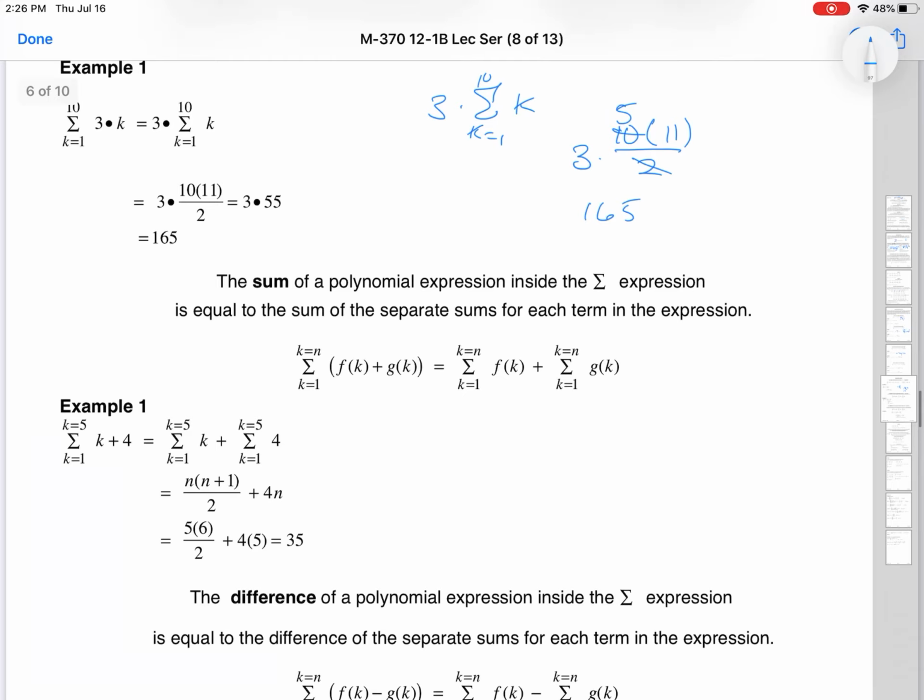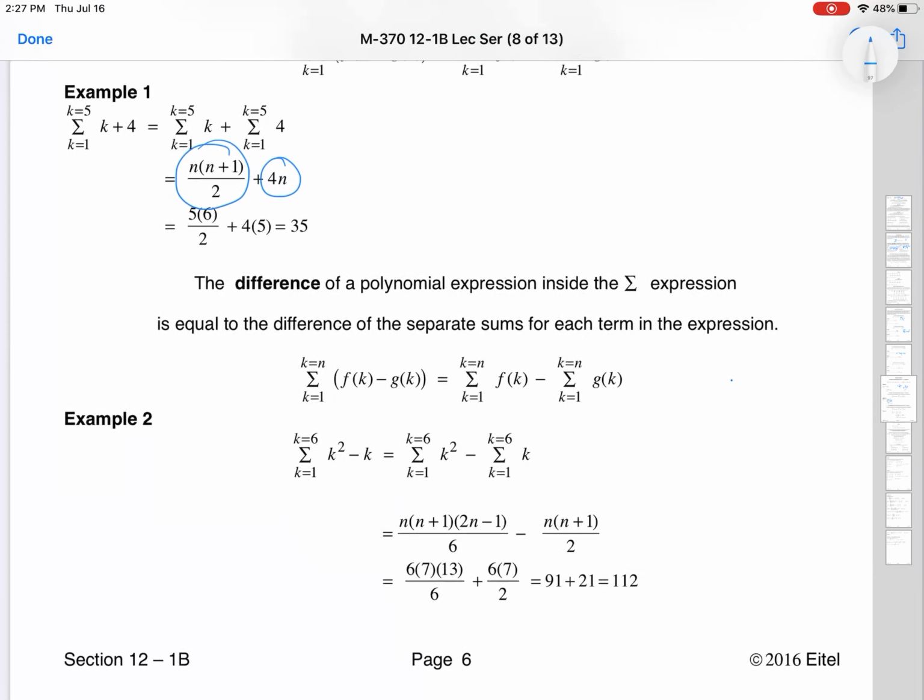And then you could split the sum over the polynomial. So if you had something like the sum from 1 to 5 of k plus 4, you could split it up, using the formula here and then the natural consequence of the fact that it's the same 4 being added every time. And so you get 5 terms, so 5 times 6 divided by 2, plus 4 times 5, is equal to 35. Pretty cool in that regard.